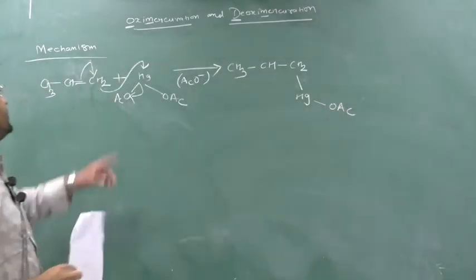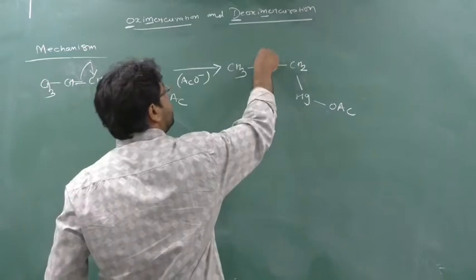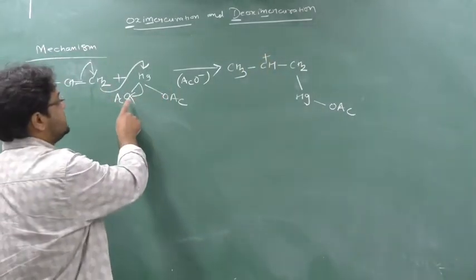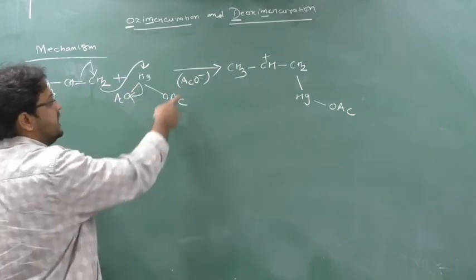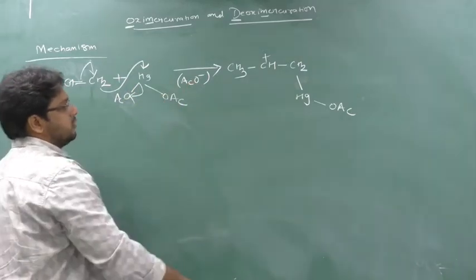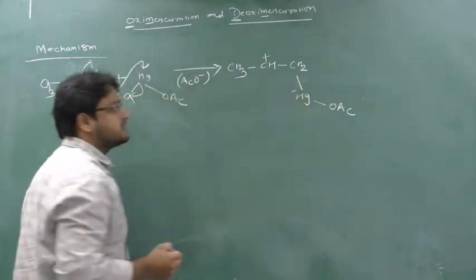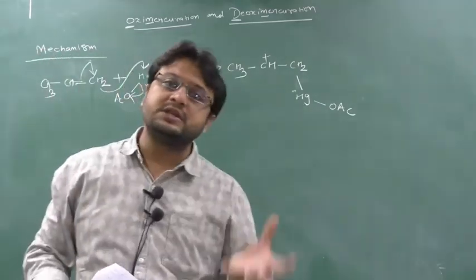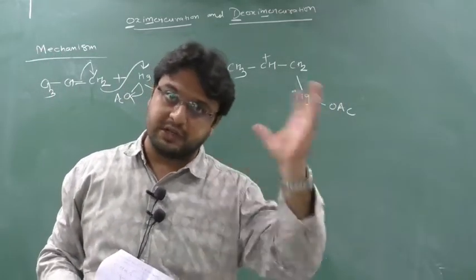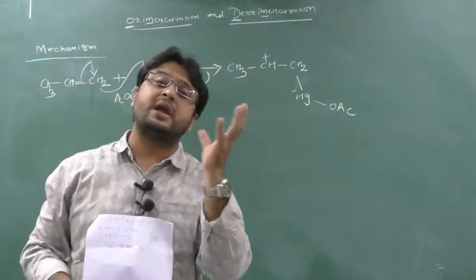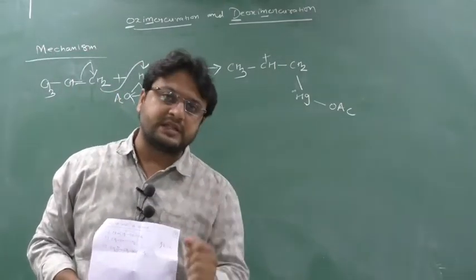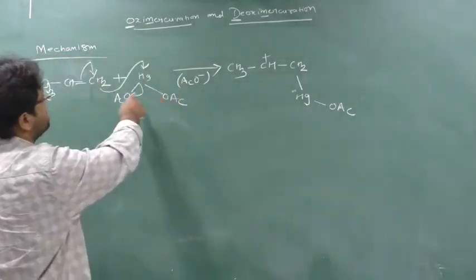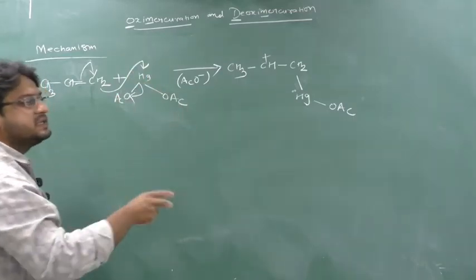Now see students, when OAc is removed, you feel there is a formation of carbocation, yes or no? There will be formation of carbocation plus. Now when OAc minus has been removed, OAc minus has taken the electron, so here there will be extra electron on Hg. Why extra electron on Hg? The reason is Hg is a metal, so Hg is having a very maximum number of electrons. Because it is a metal, it will have more electrons. So after removal of this OAc minus, again Hg is having electron.